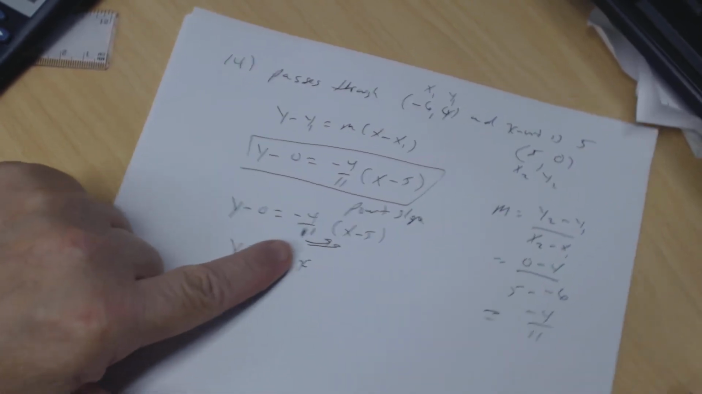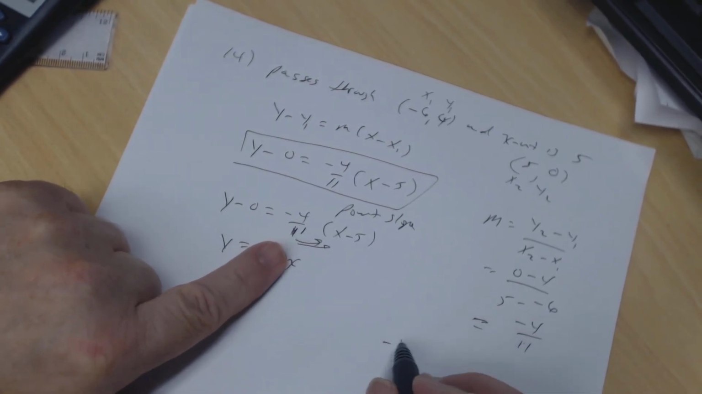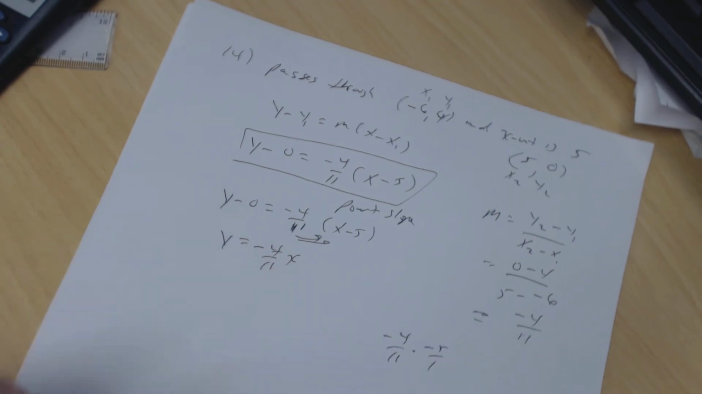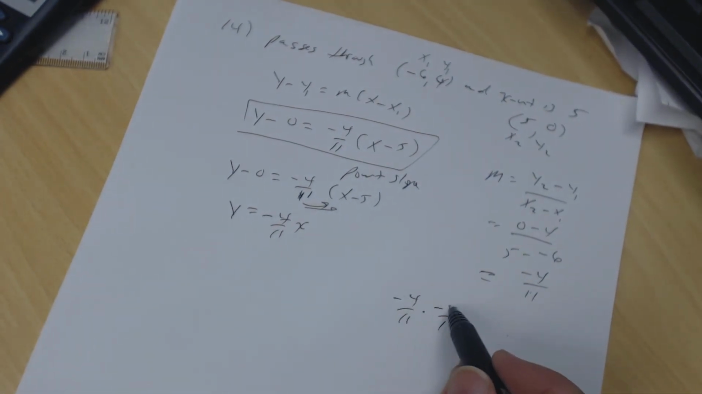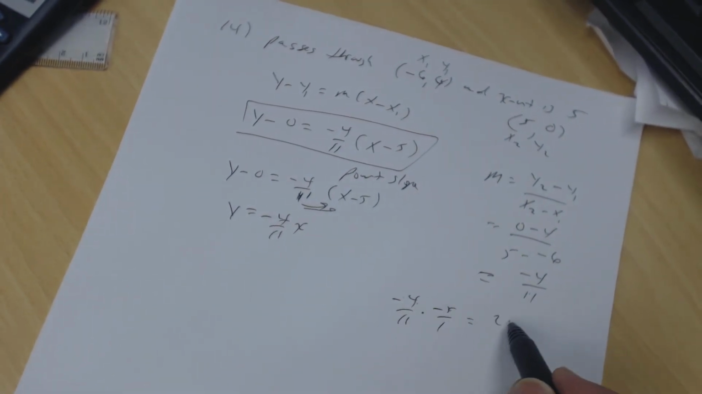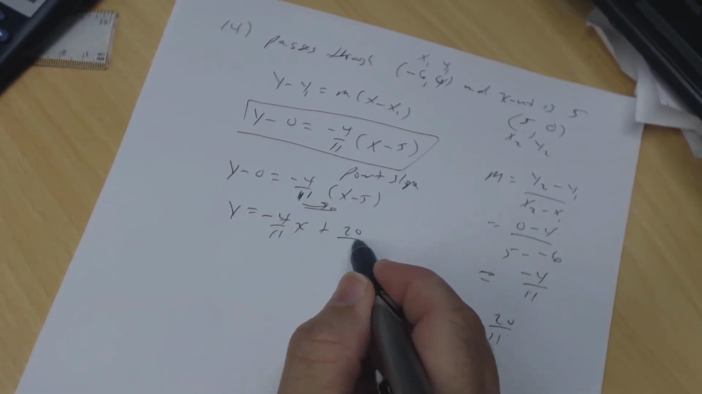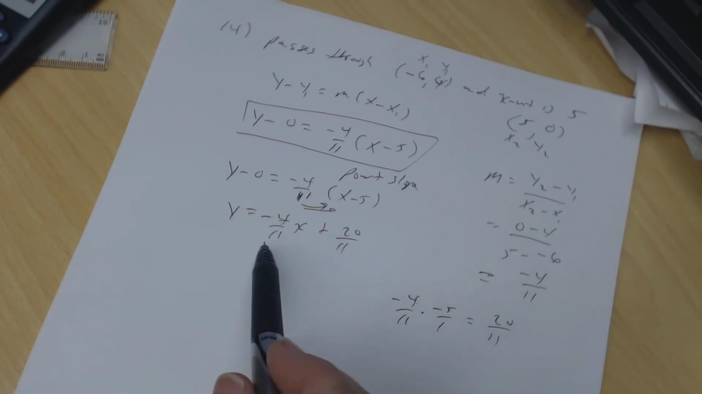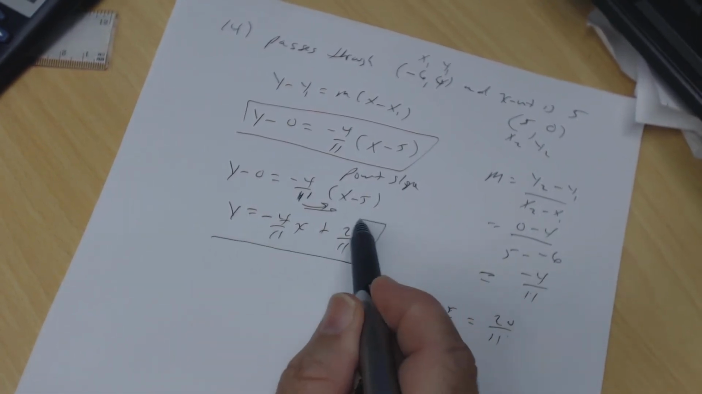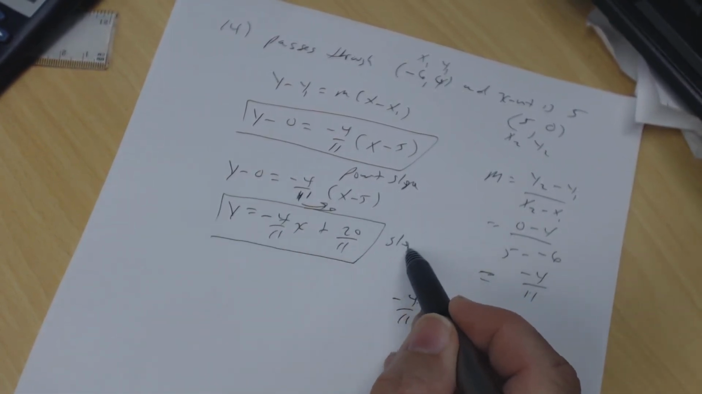All right, now let's figure out what this part is right here. So I have negative 4/11 times a negative 5, and I can write negative 5 over 1. So a negative times a negative is a positive. 4 times 5 is 20. And then 11 times 1 is 11. So I get plus 20/11. And you're done because you got y by itself. So that's your slope-intercept form.